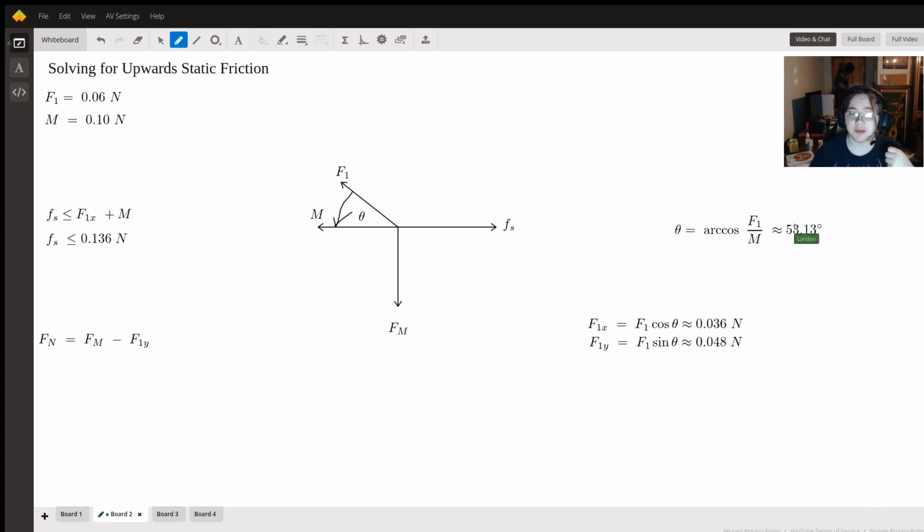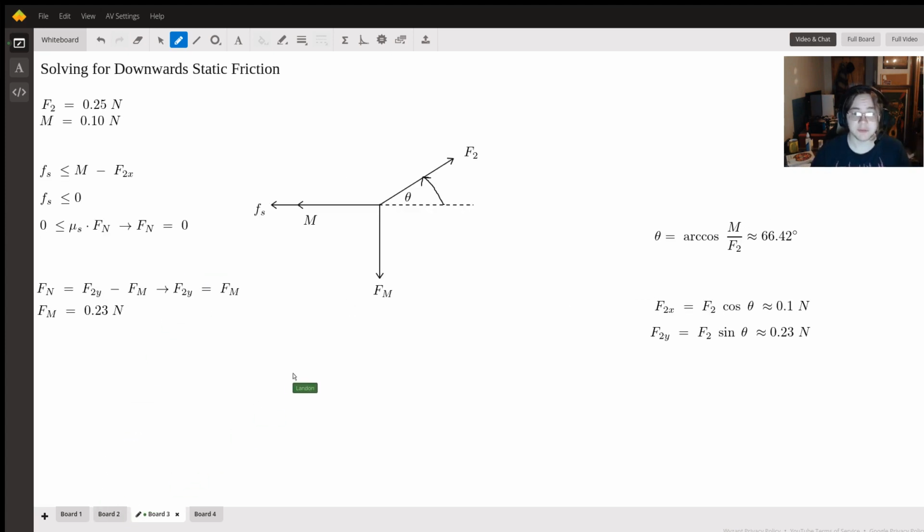Flipping it, we get 53.13 degrees as our angle there. With that, we can find our x and y component for our downward force, and we can solve for our static friction, which ends up being about 0.136 newtons. As a side note, we're not going to solve for the normal force right now because we can't. We don't know our magnetic force, but we're going to keep that in mind for the ending here.